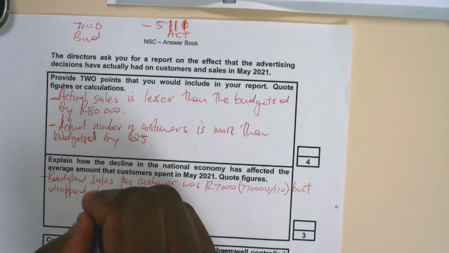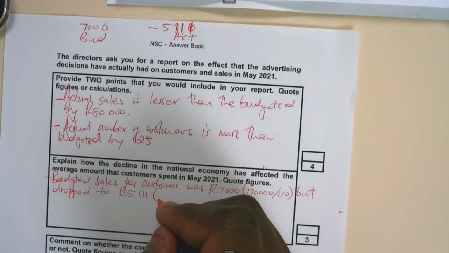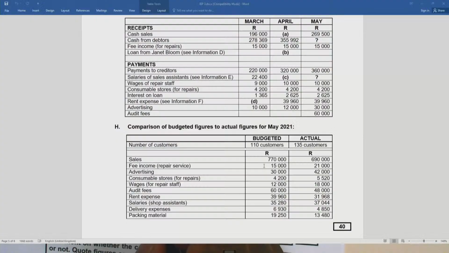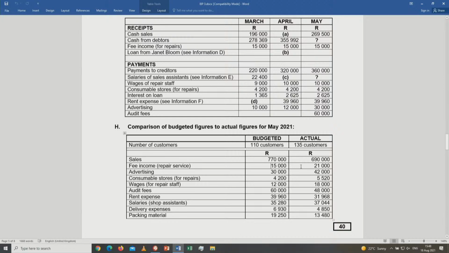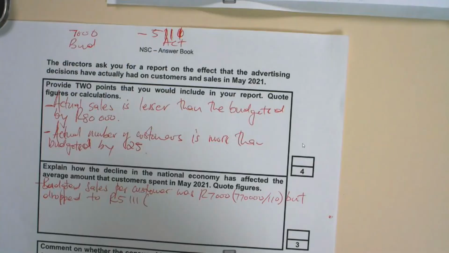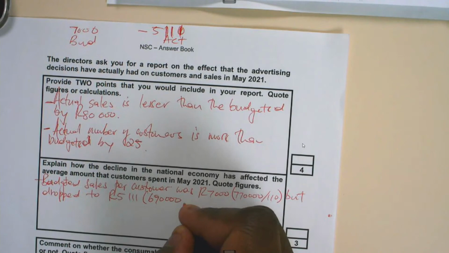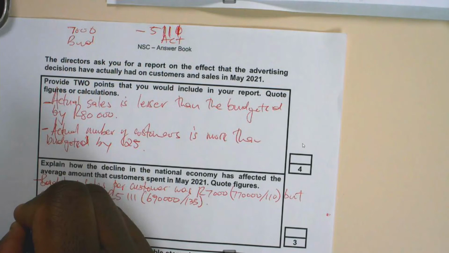Dropped to 5,111. In brackets, you show your workings: 690,000 of sales here, and then you divide by 135. 690,000 divide by 135. Now let's look at the second point.